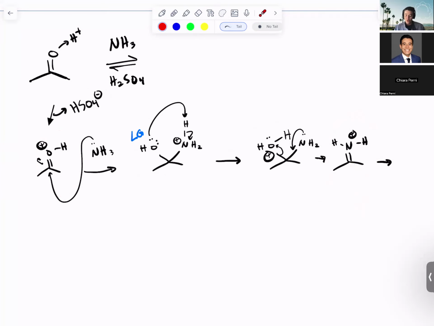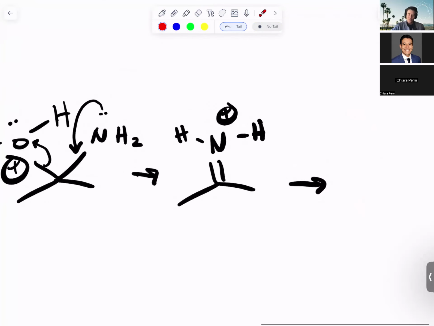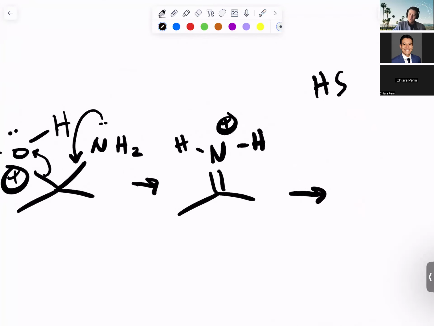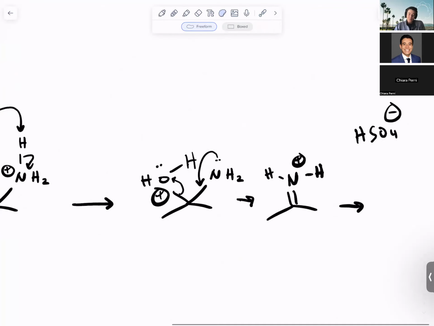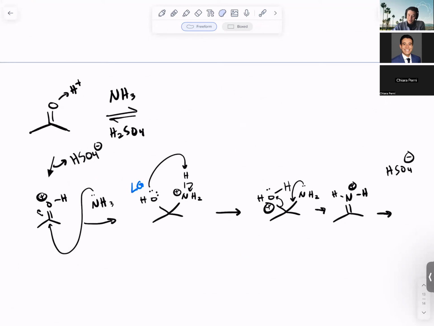Oh, okay, but I only have one equivalent, so I'm not going to actually go in there and attack. So now we're left with, all right, who do we have left since we only have one equivalent? Just the HSO4 minus, right? Got it. And that does the same job that you're probably used to at this point, right?